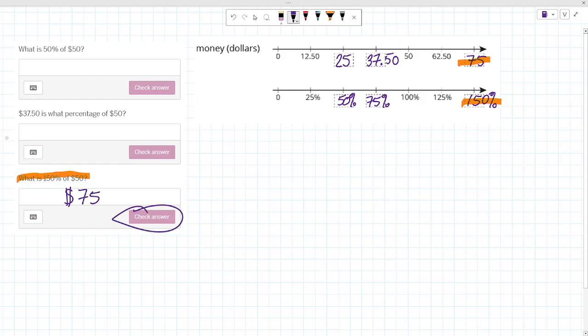Don't forget, hit check answer on all these once you put your answer in. It'll give you full credit if you get them right.